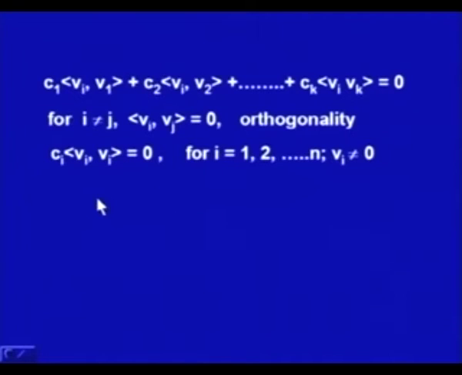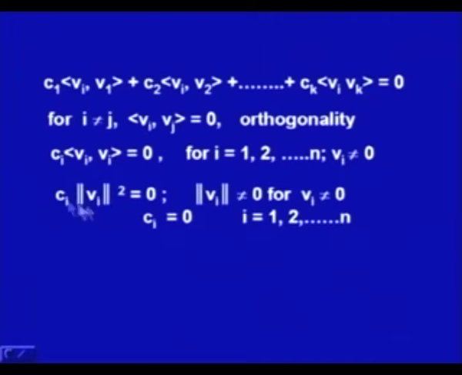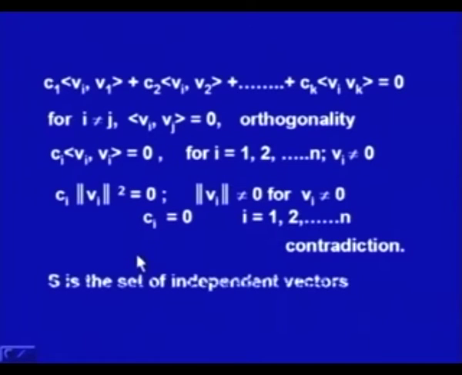So, what we can say is c_i times v_i comma v_i, which is the norm of v_i squared, and this is not 0. So that means c_i is equal to 0, and this is a contradiction. We have said that there are non-zero c_i's, that is why a dependent relationship is formed, but we have arrived at a contradiction. That simply means that the vectors are linearly independent. So that proves the result. If a set S consists of orthogonal vectors, then this set is actually a set of independent vectors. This is an important result.